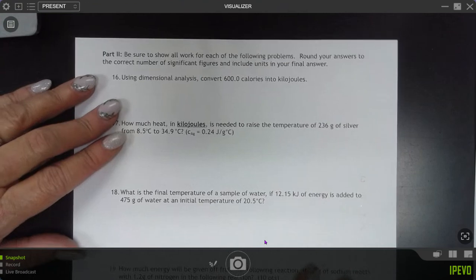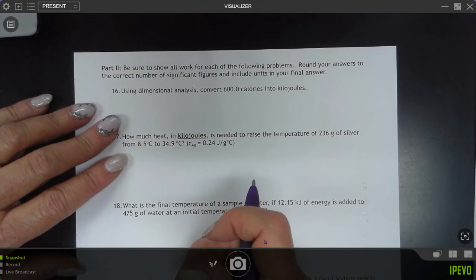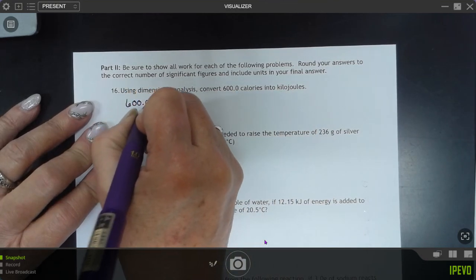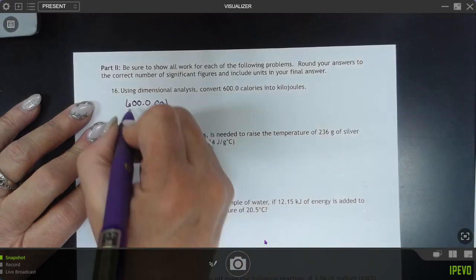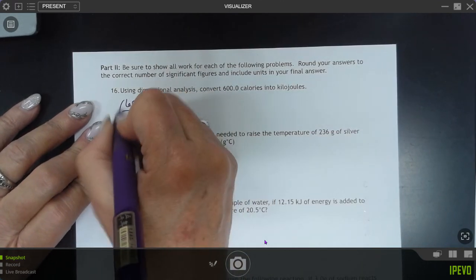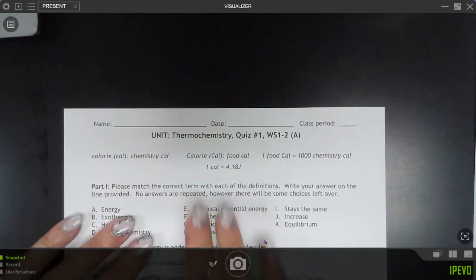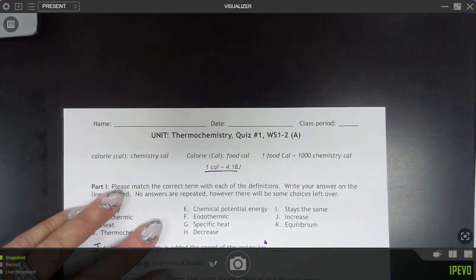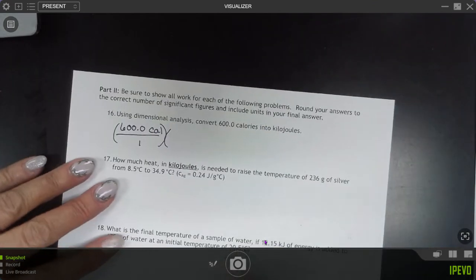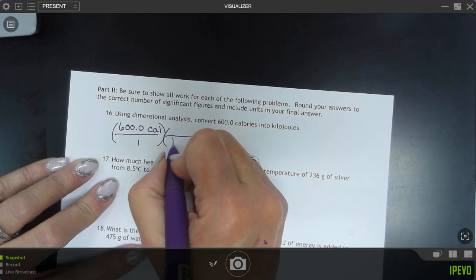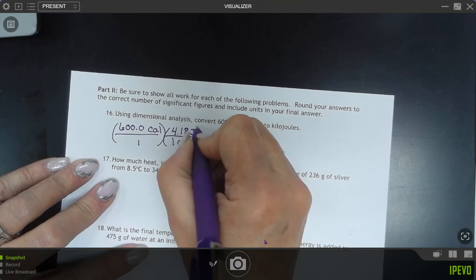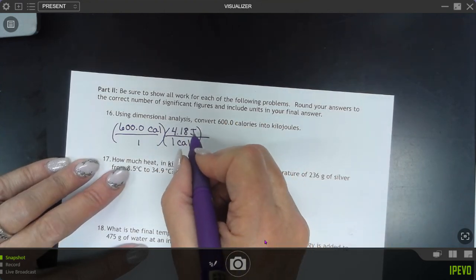All right. So now let's get down to the calculations. And some of these were kind of tricky, I will admit. All right, so convert 600 calories to kilojoules. Okay, now, hopefully you realize that I put this over here. So your conversion is 1 calorie is equal to 4.18 joules. Okay, so we're going to use that 1 calorie is 4.18 joules.